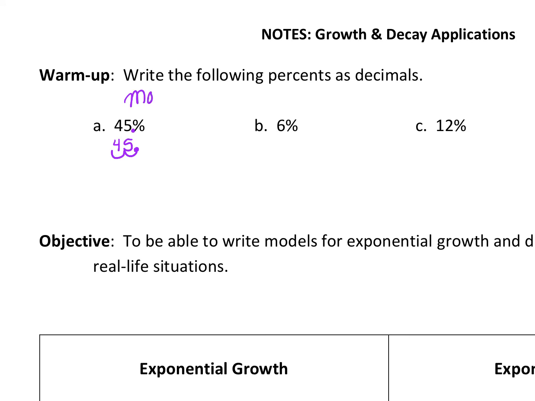So to convert 45% into a decimal, I'm going to take that decimal place and move 2 places to the left. And so 45% would be the same as 0.45. So again, let's say I had 6%. The decimal would be after the 6, 1, 2. I'd have 0.06 would be that decimal.